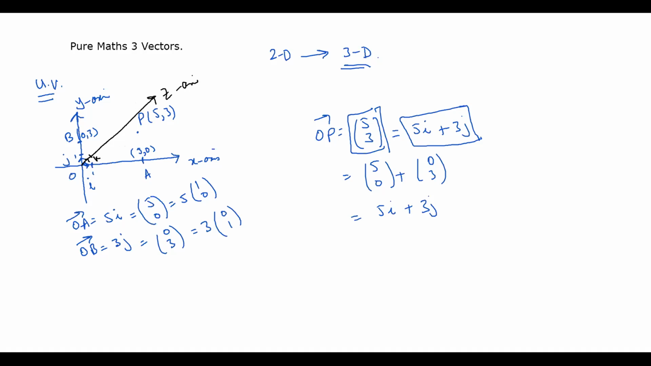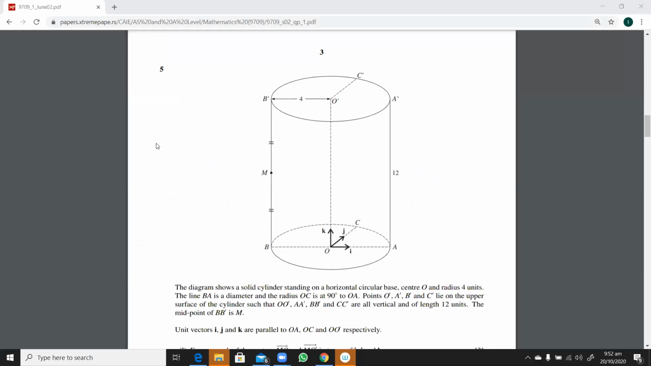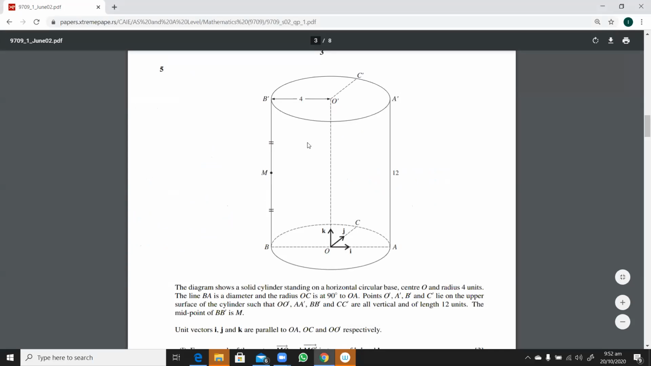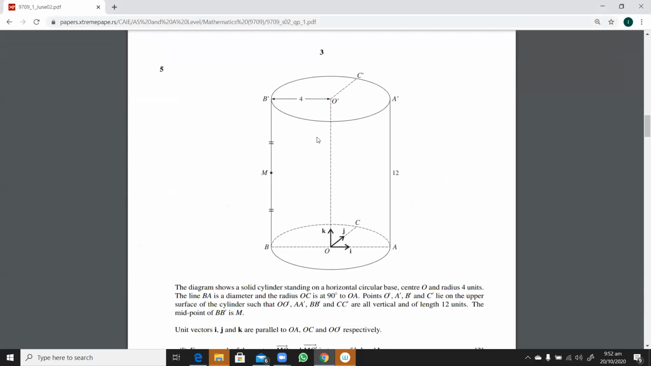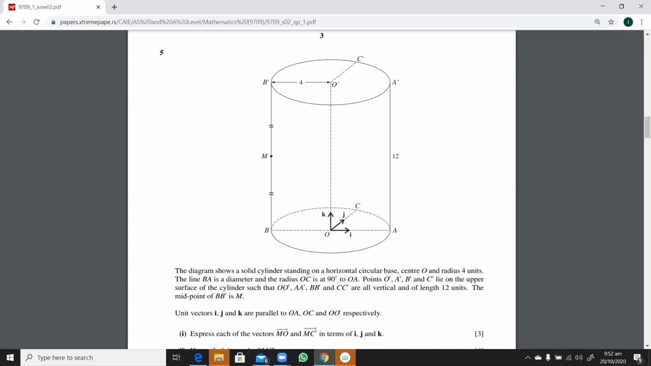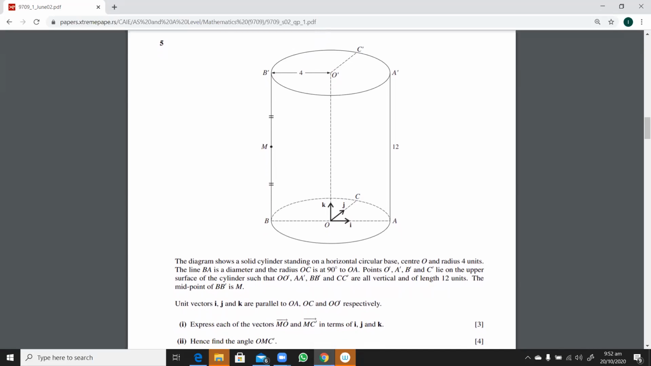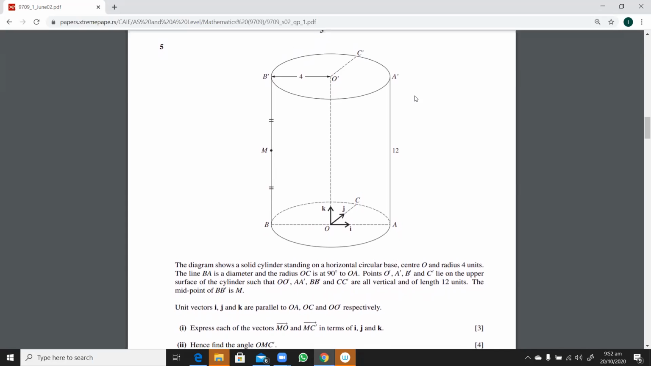Let's see that. Here it is. Now, there's a question from June, paper 2, okay? Now, you have to be very alert, very responsive over here, and you have to try to understand whatever we are going to discuss, okay? So this is the 3D situation over here, okay?